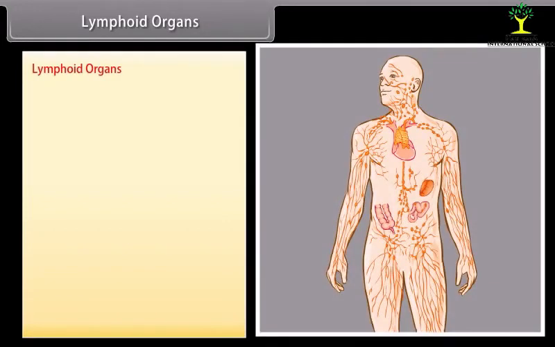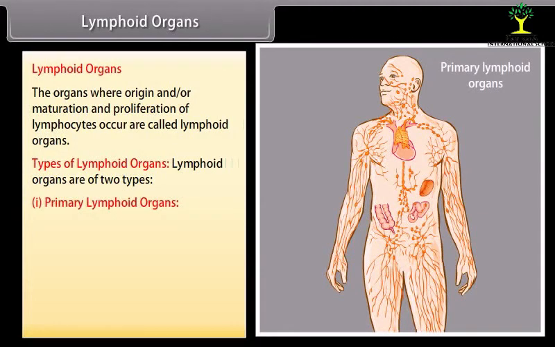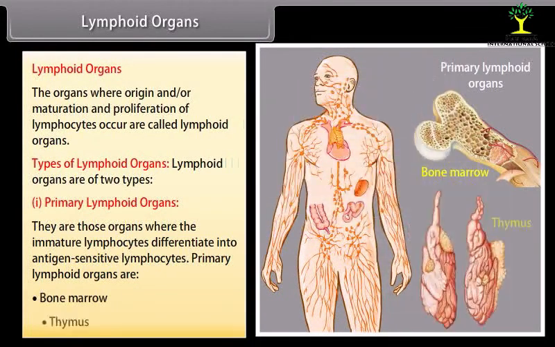Lymphoid organs. The organs where origin and or maturation and proliferation of lymphocytes occur are called lymphoid organs. Lymphoid organs are of two types. Primary lymphoid organs are those organs where the immature lymphocytes differentiate into antigen-sensitive lymphocytes. Primary lymphoid organs are bone marrow and thymus.